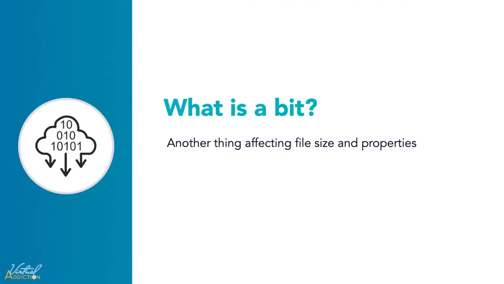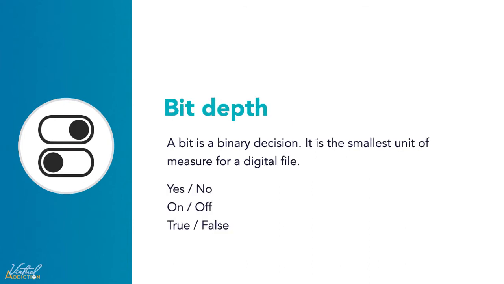The next thing to consider with raster images is a bit. Bit is something that affects file size and properties. A bit is a binary decision. It's the smallest unit of measure for a digital file. You can think of it as a switch that can either be set to being on or off.